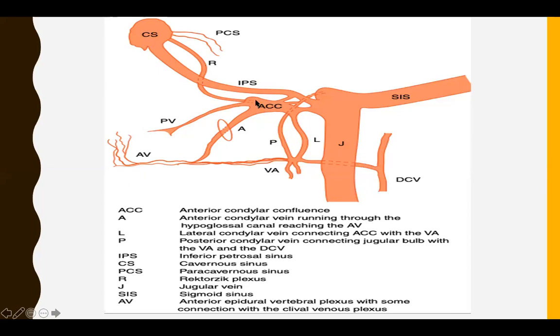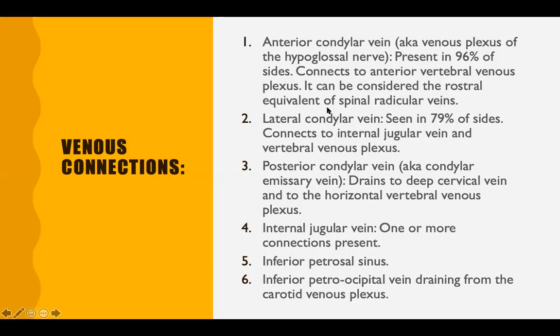So it has a confluence of multiple veins, that is the anterior condylar vein, the posterior condylar vein, the lateral condylar vein, and also it has a connection with the retrocervical plexus. Sometimes the paracavernous sinus can drain into the anterior condylar veins, and as told, the inferior petrosal sinus usually goes into the jugular foramen, but occasionally in a few percentage it can directly drain into the anterior condylar confluence without any connection with the jugular vein. So these are the draining veins of the anterior venous connections with the anterior condylar confluence.